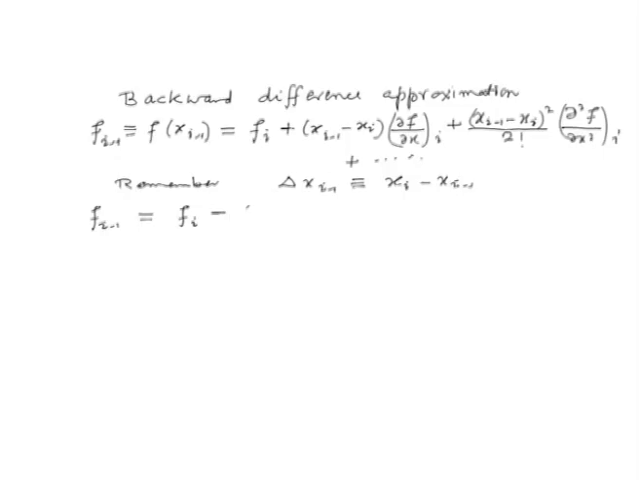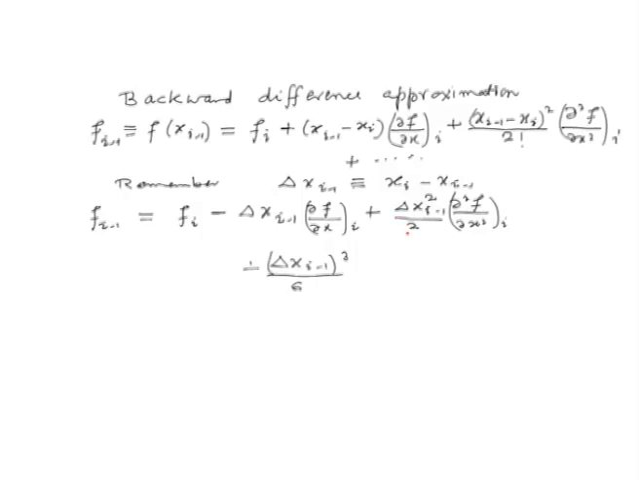f_i minus delta x_{i-1} del f over del x, plus delta x_{i-1} squared del 2f over del x squared at i, minus delta x_{i-1} cube divided by 6 del cube f over del x cube at point i, plus higher order terms.